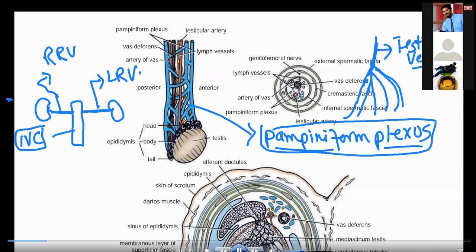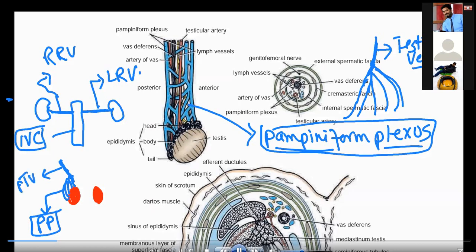Now these are the testes. Testes are present in the scrotum. Now these testes have this structure present, and this network of veins which are draining the blood from the testes and from the epididymis is known as pampiniform plexus. But these plexus are joined together, and now they will form one single vein, that is your testicular vein.